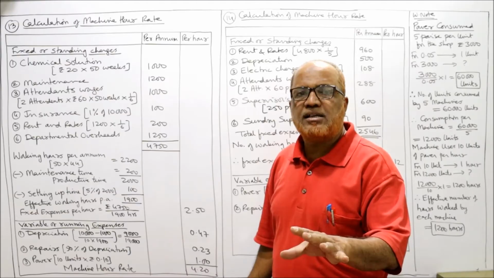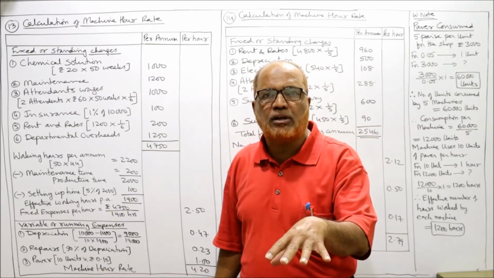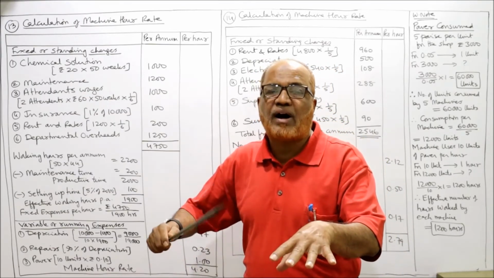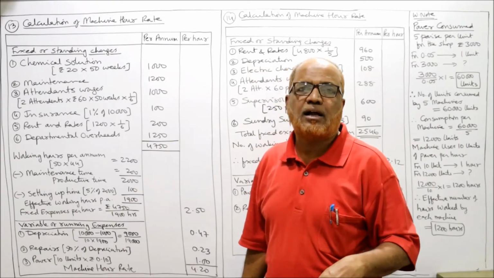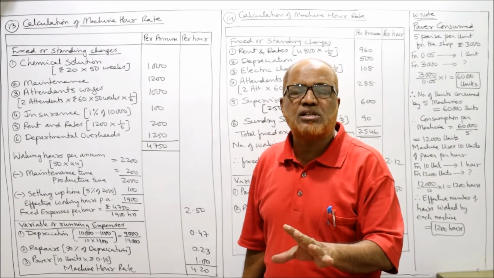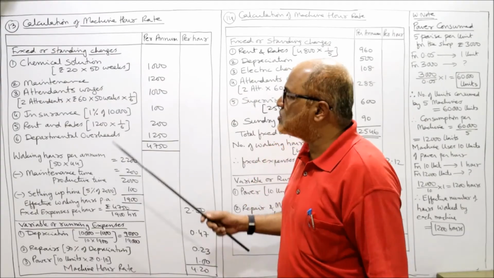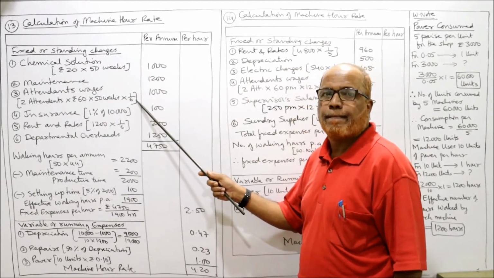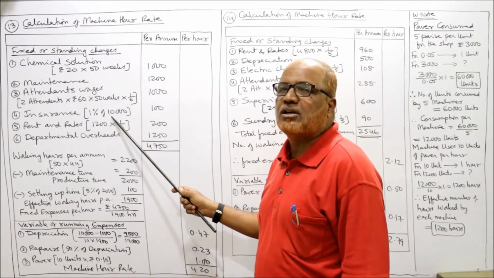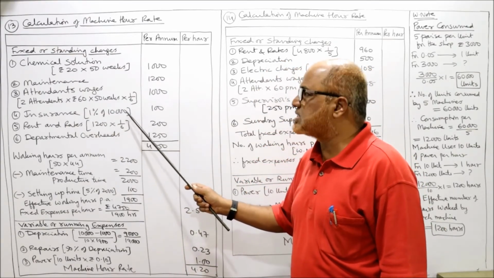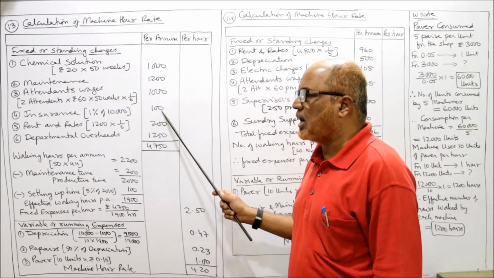But these attendants are not only looking after this machine. Apart from this machine, there are 5 other identical machines. So total number of machines in the department is 6. That's why I have taken 1 by 6. 1 by 6, 1000. Insurance 1% on cost. The cost of the machine is 10,000. So 1% of 10,000, 100.